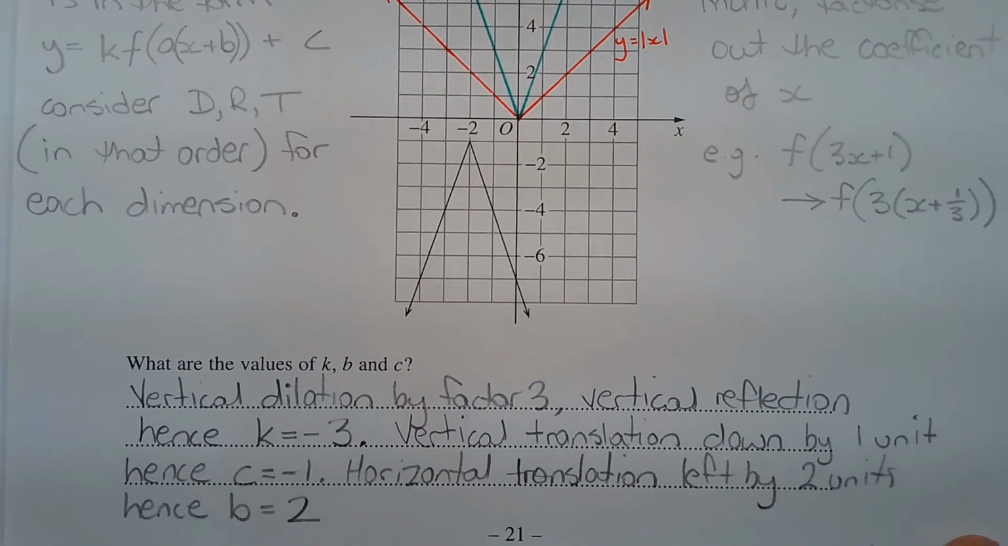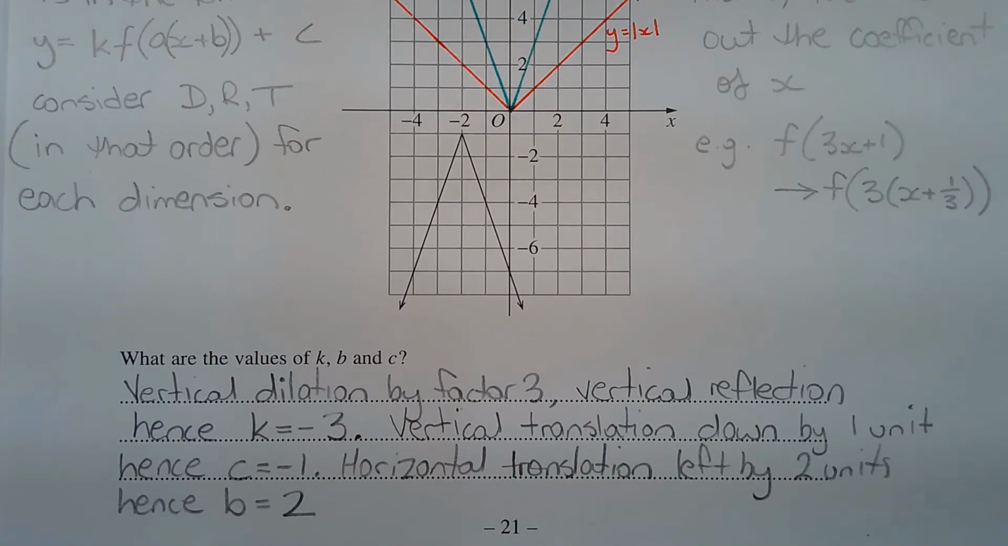So considering the vertical dimension first, there's a vertical dilation by factor 3 and a vertical reflection, hence k equals -3. There's a vertical translation down by 1 unit, hence c equals -1. Now considering the horizontal dimension, there's no dilation or reflections. There's only a translation. So there's a horizontal translation left by 2 units, hence b equals 2.